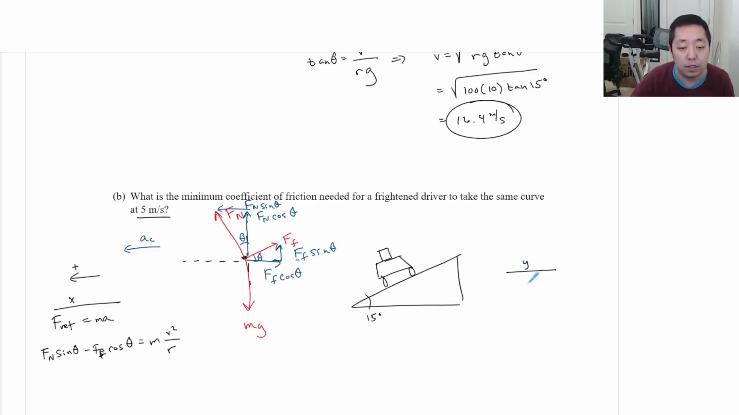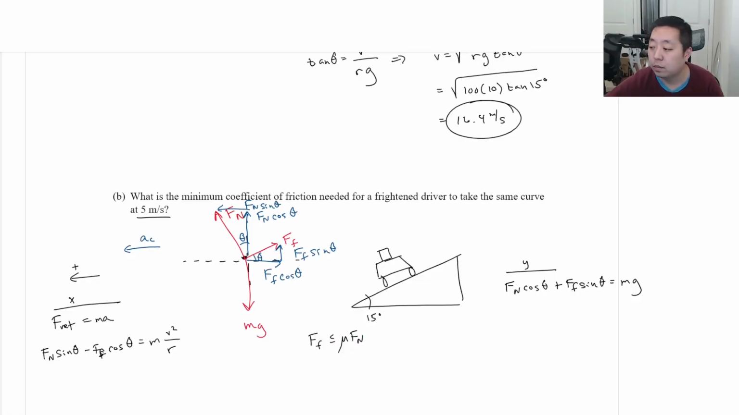How about the y components of the forces? Well, there's no vertical acceleration. The car is not going up and down, or it doesn't have any vertical component of acceleration. So therefore, the upward forces, which I have Fn cosine theta and Ff sine theta, have to equal the downward forces, which is mg. Okay? So this is the relationship that I have here. And my goal is to relate the force of friction and the normal force by this quantity. We need force of friction to be less than or equal to mu Fn.